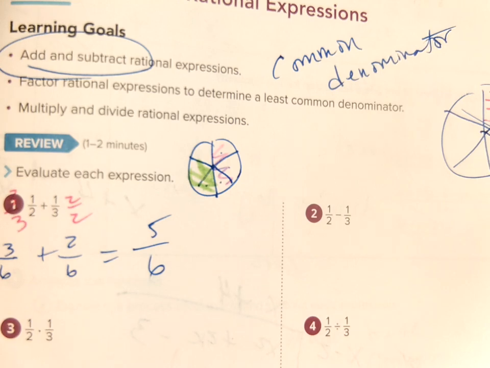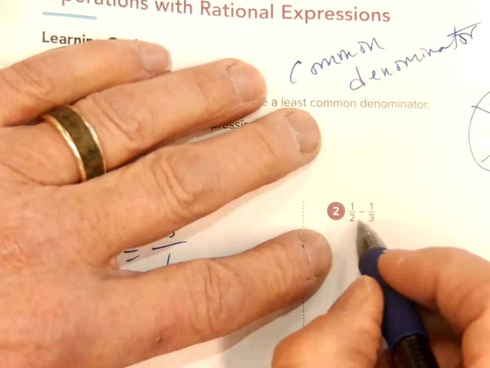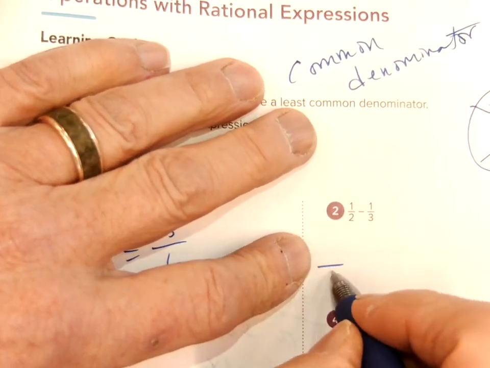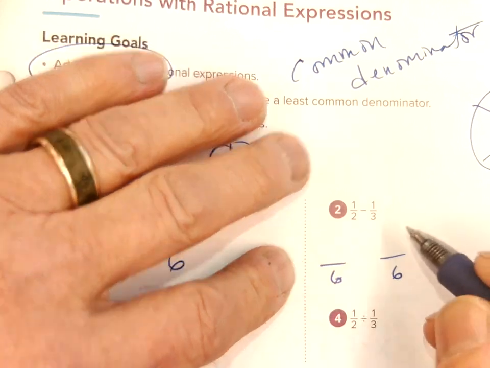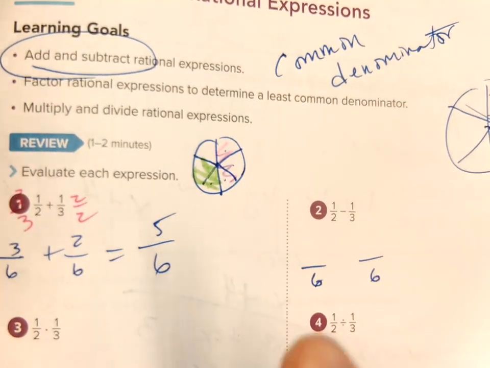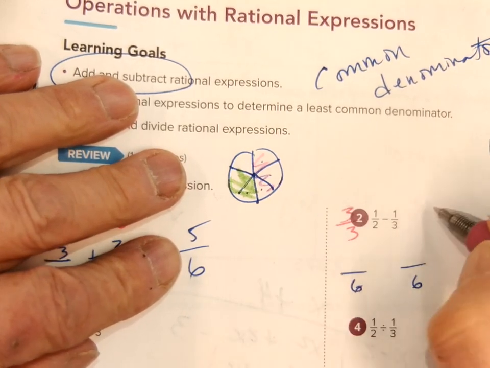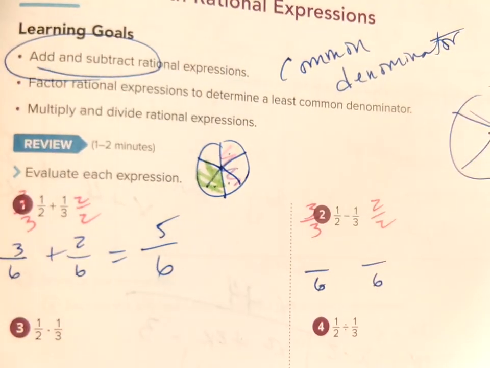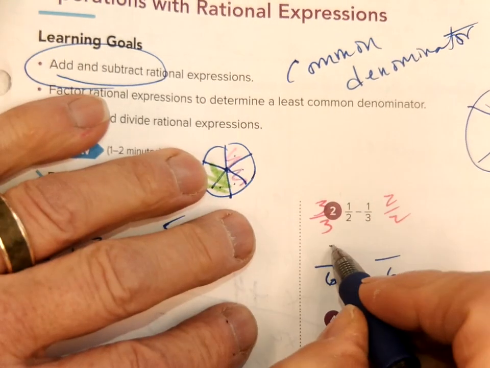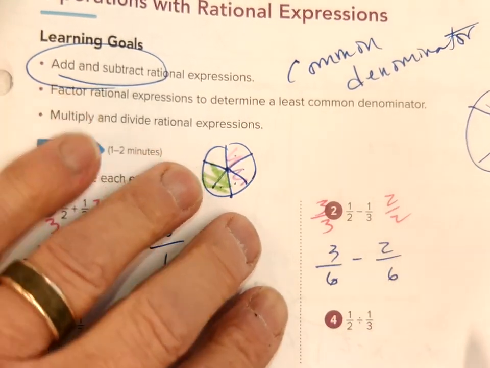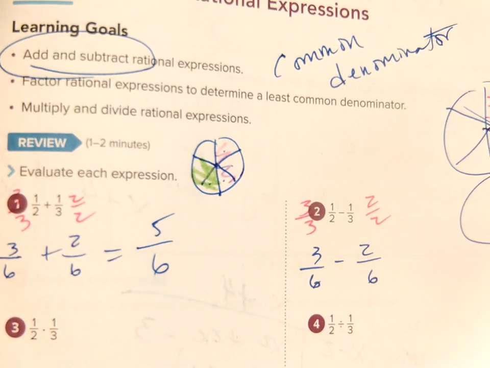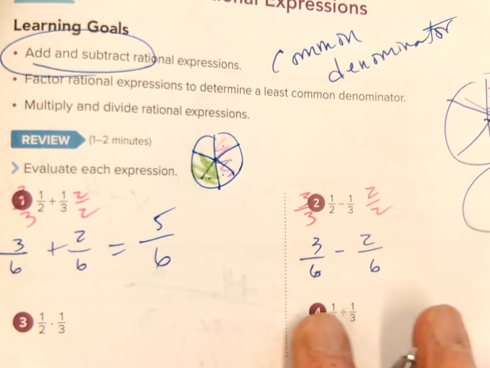But how do we do that with just the fractions? Well, what number do they both go into? It's 6. That's your common denominator. 2 goes into 6. Let's multiply by 3 over 3 to make 6, and 2 over 2 to make 6. So I get 3/6 minus 2/6, which is 1/6. Now, we'll talk about multiply and divide the next day.